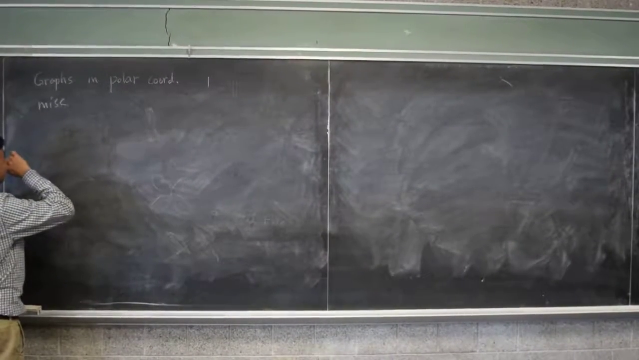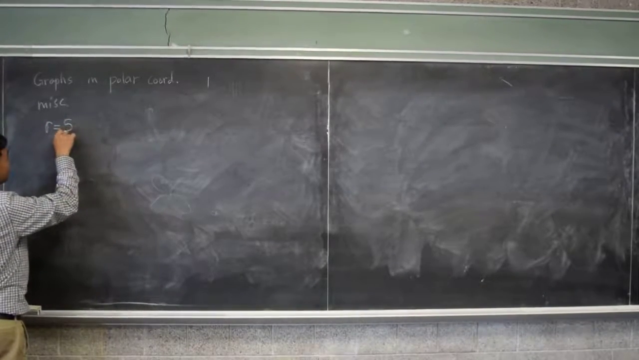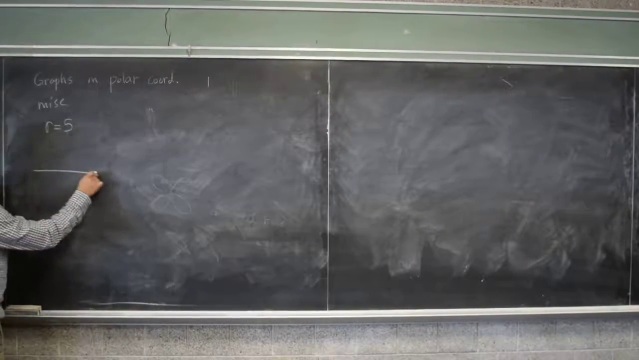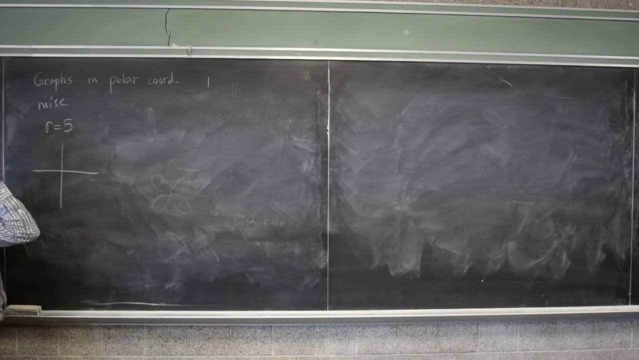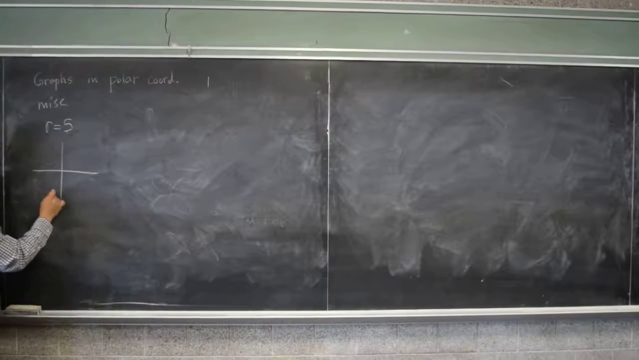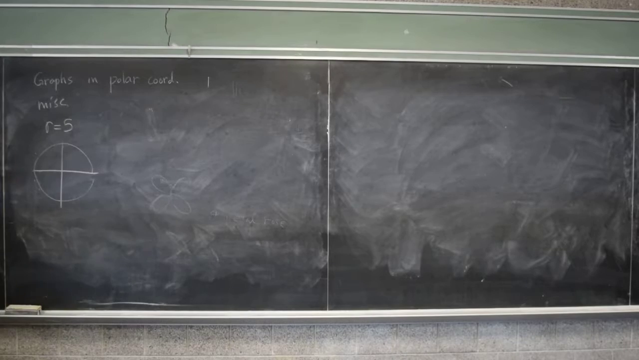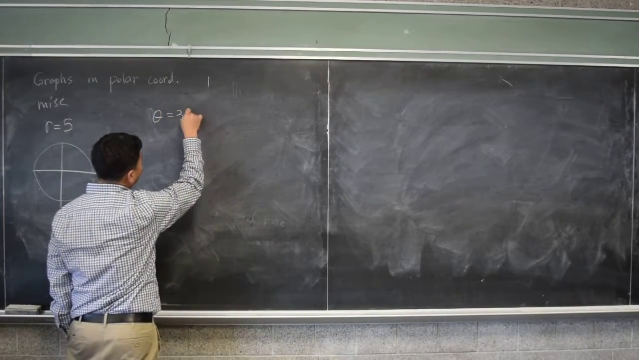So first thing is, what would r equals 5 do? What would this do? Regardless of your array, you're always plotting 5, right? So it's going to be a circle of radius 5. How about theta equals 30 degrees? What would this do?